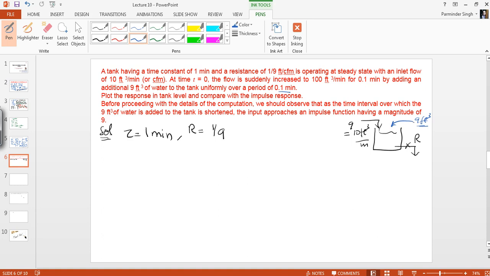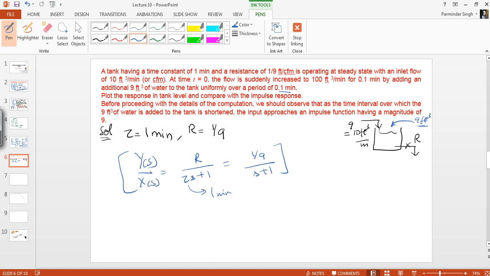Part A says, let's first analyze the system. It's a simple liquid level tank, so we know the transfer function is nothing but R over tau s plus 1, where R is 1 by 9. And what is tau? Tau is A into R, where A is the area of the tank. The area is not known, but the value of tau is given, that is 1 minute. So this is the transfer function of the tank.